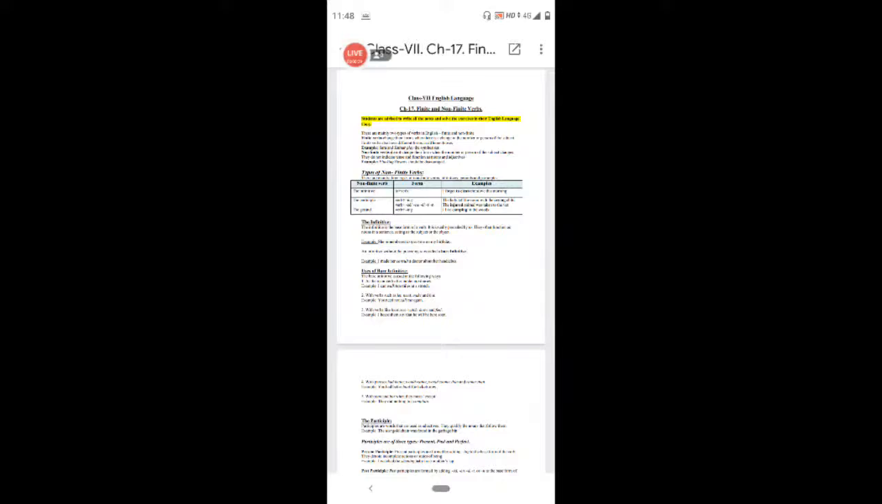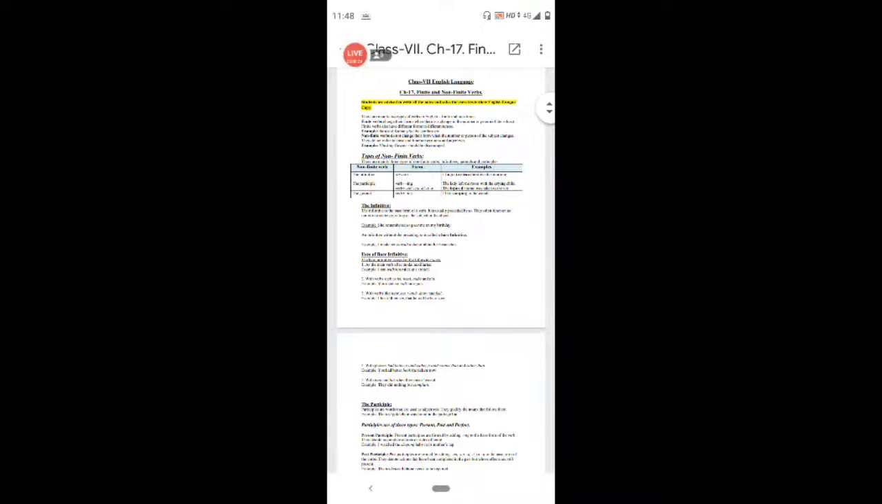So there are mainly two types of verbs in English, finite and non-finite. What are finite verbs? Finite verbs change their forms when there is a change in the number or person of the subject, and finite verbs also have different forms in different tenses. Example: Sarah, Kumar play the synthesizer.